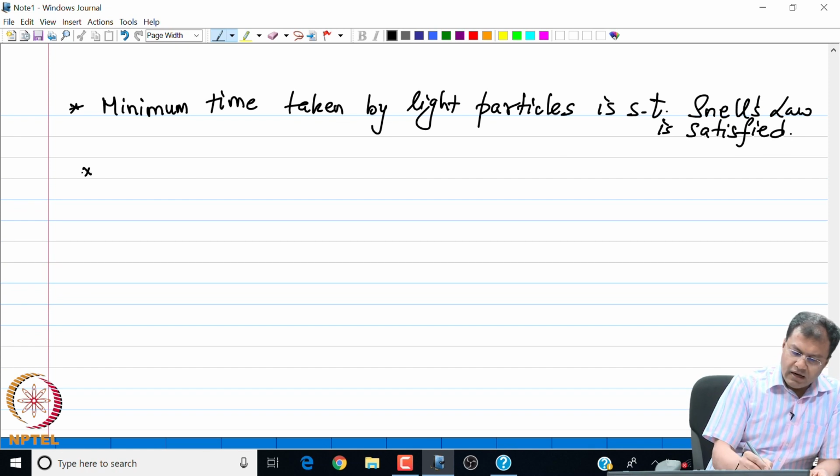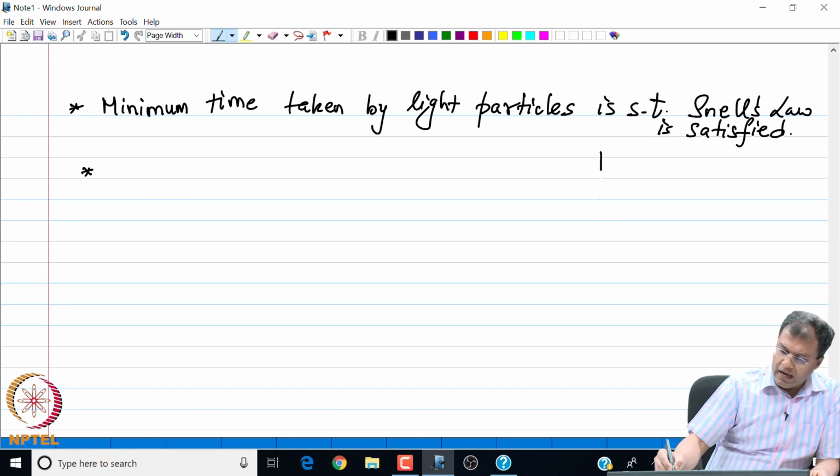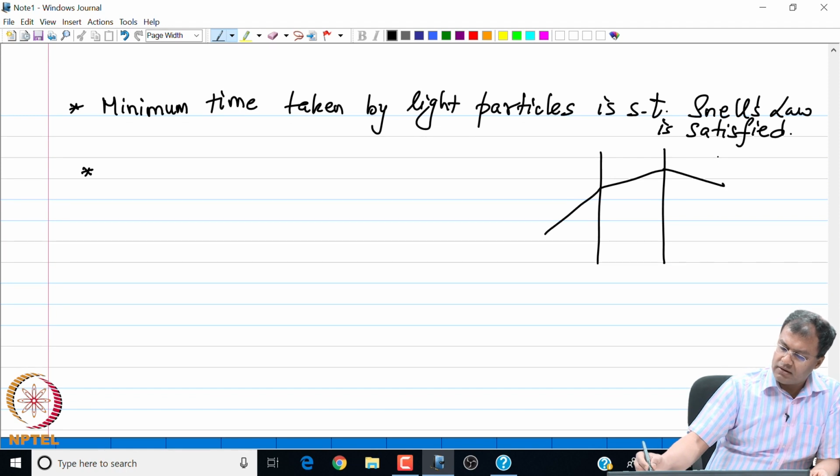We can continue this discussion by extending this problem to the path followed by light in different media, not just one medium, but maybe several media.